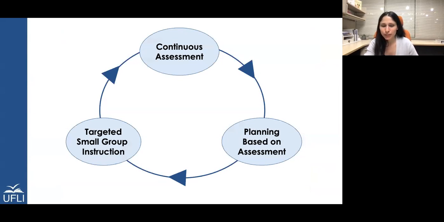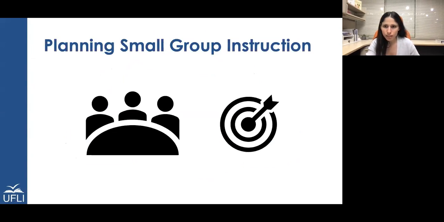We really like this visual because it shows us that planning targeted small group instruction depends on assessment, and that this is a cyclical process. We begin by planning based on assessment, then we provide instruction, but then we continue to assess because if students aren't making gains and showing growth, we need to look at our plan again. And so we'll come back to this visual throughout the night.